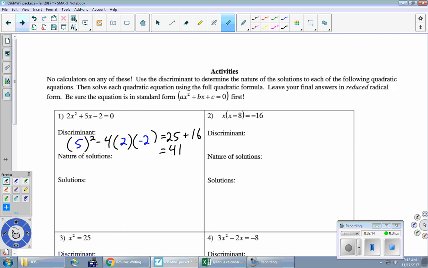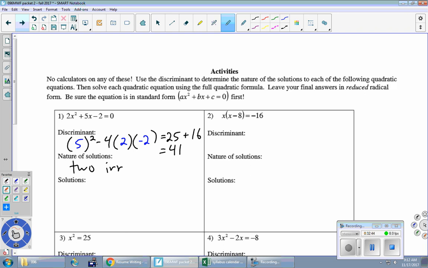It's 41. So if it's positive, you ask the other follow-up question, perfect square or not a perfect square. What do you say about 41? Not a perfect square, which makes that case, which one? D. And the conclusion for D is to what? Be irrational. That's all you write. The nature of these solutions, there are 2 irrational solutions.